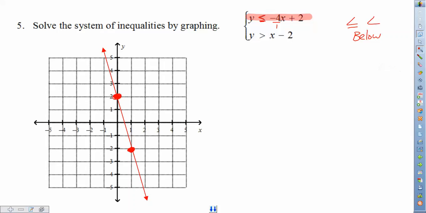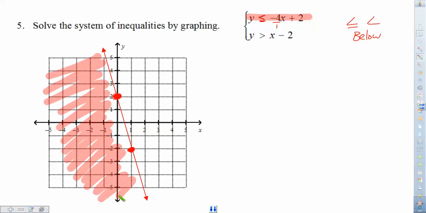How do I know where below the line would be? It's all about that y-intercept right there. Numbers that are less than that 2 are all these ones here, going right down that line right there. And see what side of the line that's on? We want to shade that side of the line. Okay? So there's this side. Moving on to the next line.